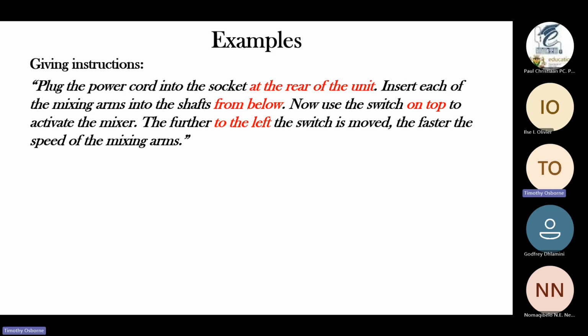From where? From below. Now use the switch where? On top to activate the mixer. The further to the left the switch is moved, the faster the speed of the mixing arms. Okay, that is as simple as that. So as you can see, all we're talking about here is phrases or words that describe where something is.